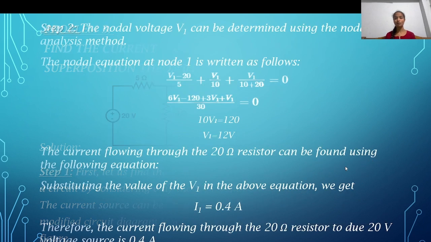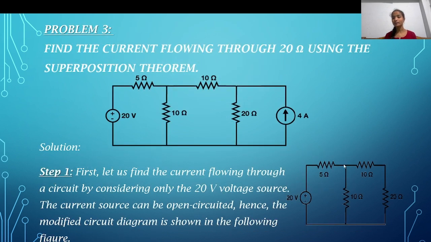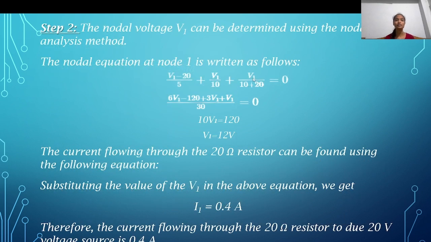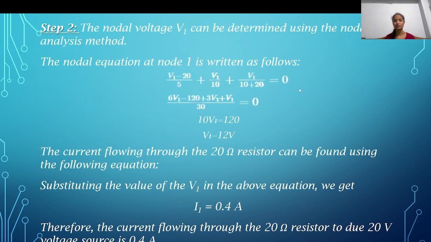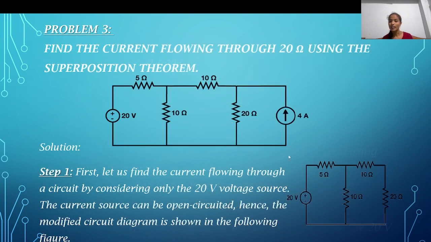You can use nodal analysis here. Consider the voltage at this junction as V1. By using nodal analysis, the equation is (V1 minus 20) by 5 plus V1 by 10 plus V1 by (10 plus 20), as these two are in series, is equal to 0. So this is the equation. By solving this equation, we get V1 equal to 12 volts. That means the voltage at this junction is 12 volts.